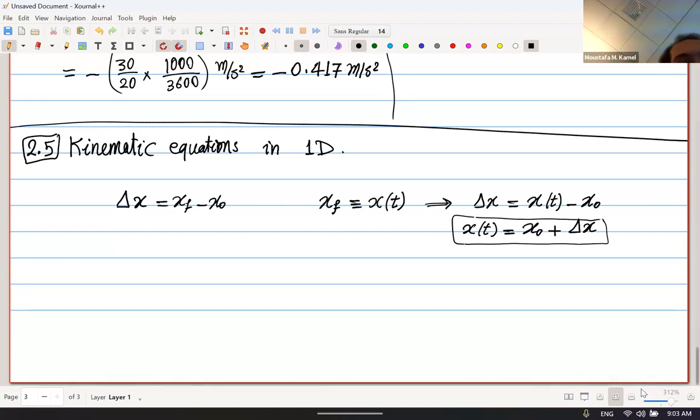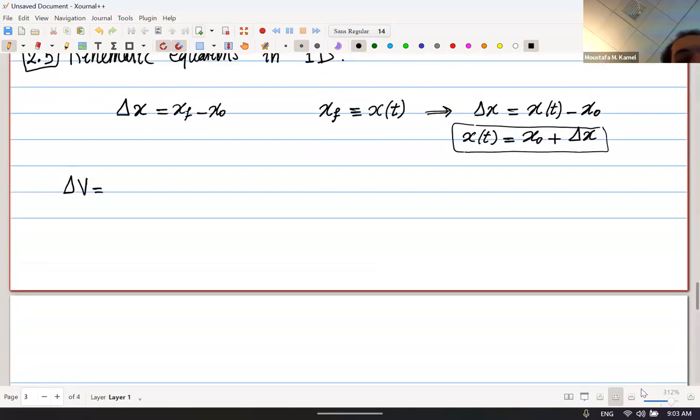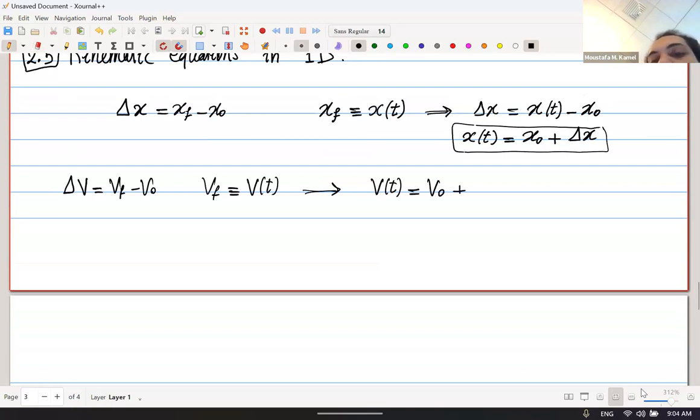Then we do the same thing for velocity. Denote velocity final as velocity as a function of time, and then velocity as a function of time is initial velocity plus the change in velocity. Okay.